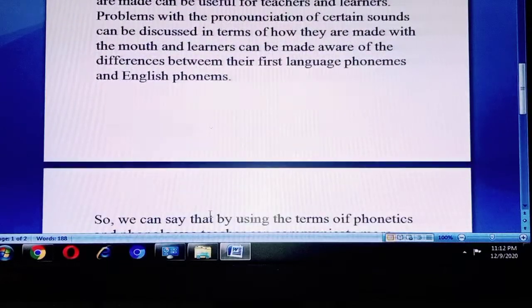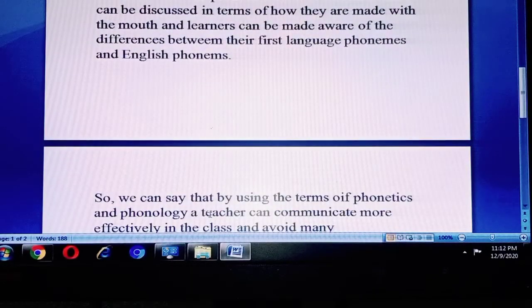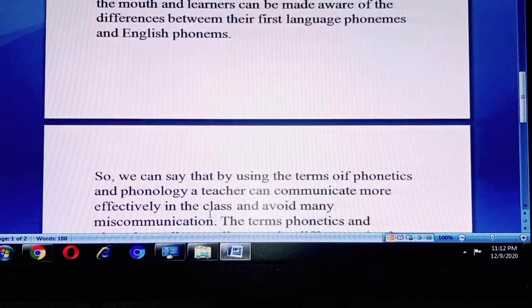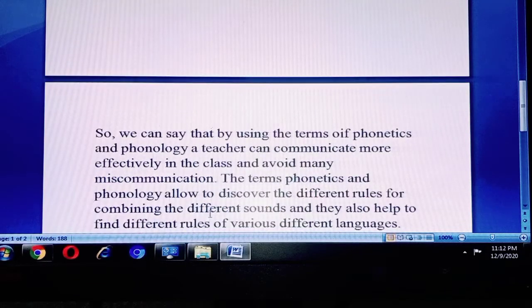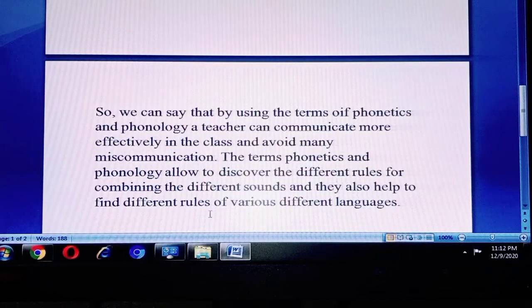So we can say that by using the terms of phonetics and phonology, a teacher can communicate more effectively in the class and avoid much miscommunication. The terms phonetics and phonology allow us to discover the different rules for combining the different sounds, and they also help to find different rules of various different languages.